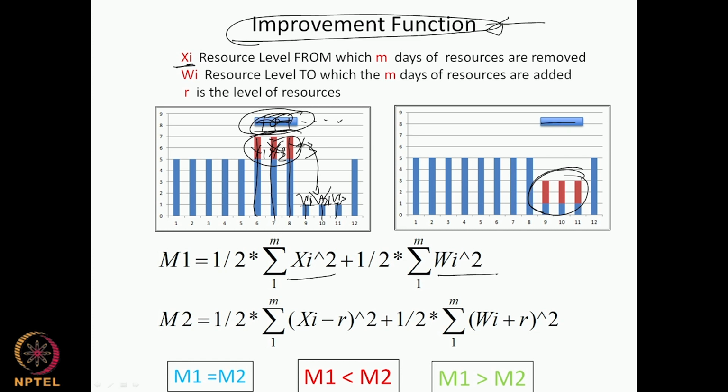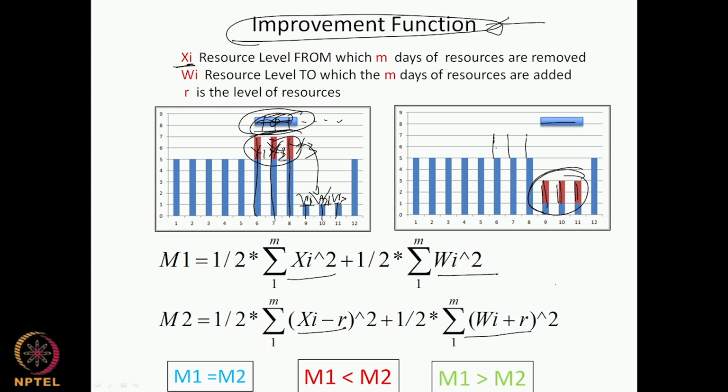Now after shifting the activity, what has happened to xi is, here we go, this was at 7 and this is 6, so an amount of resources got taken away from this, and an amount of resources got added to this. So what we are doing now is xi minus r, which is the amount it got reduced, squared by 2, plus wi plus r, which is what got added here, squared by 2. Okay, so this is fairly simple. This gives you moment 1 and moment 2.